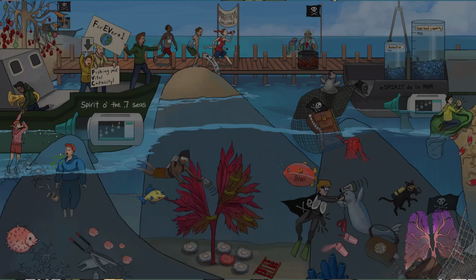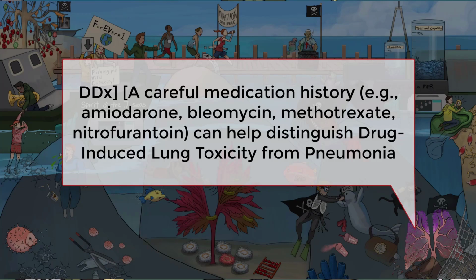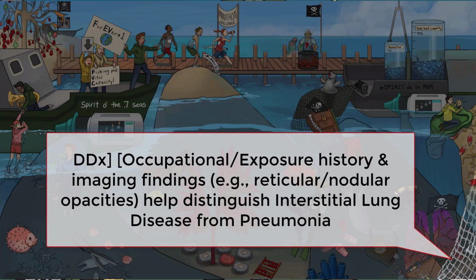Lastly, there are a couple of much less common non-infectious conditions that can mimic the presentation of pneumonia. One of these is drug-induced lung injury, which affects a small proportion of patients who take drugs such as amiodarone, bleomycin, methotrexate, and nitrofurantoin, among others. A careful and thorough medication history will help you identify drugs known to cause lung toxicity and push you towards this diagnosis over pneumonia. The other super uncommon mimicker of pneumonia is interstitial lung disease.